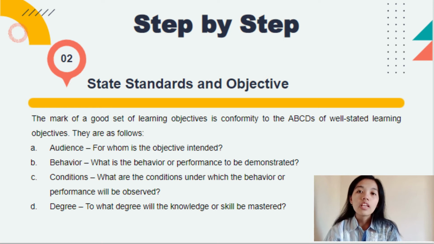ABCD stands for: A, audience. For whom is the objective intended? B, behavior. What is the behavior or performance to be demonstrated? C, condition. What are the conditions under which the behavior or performance will be observed? D, degree. To what degree will the knowledge or skill be mastered?